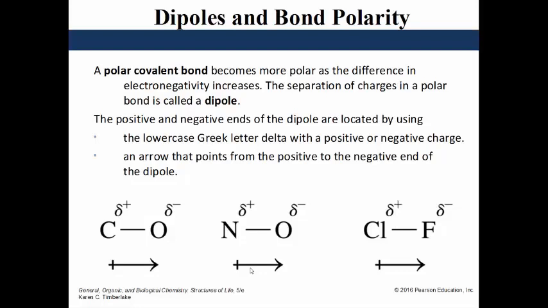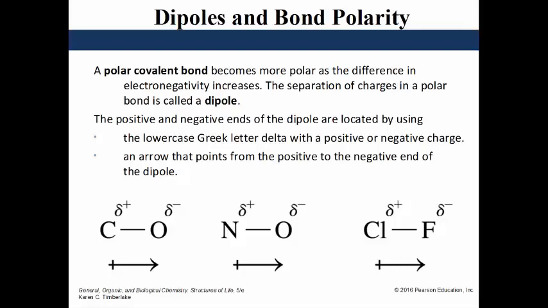Now the separation of these charges in a polar bond is called a dipole. Di meaning two, and pole meaning polar ends. So think of this as almost like a bar magnet, where you have two separate ends with totally different charges. Like for a bar magnet, you have a north and a south. So for these kinds of bonds, one part of the compound would be much more negatively charged, the other end would be much more positively charged.